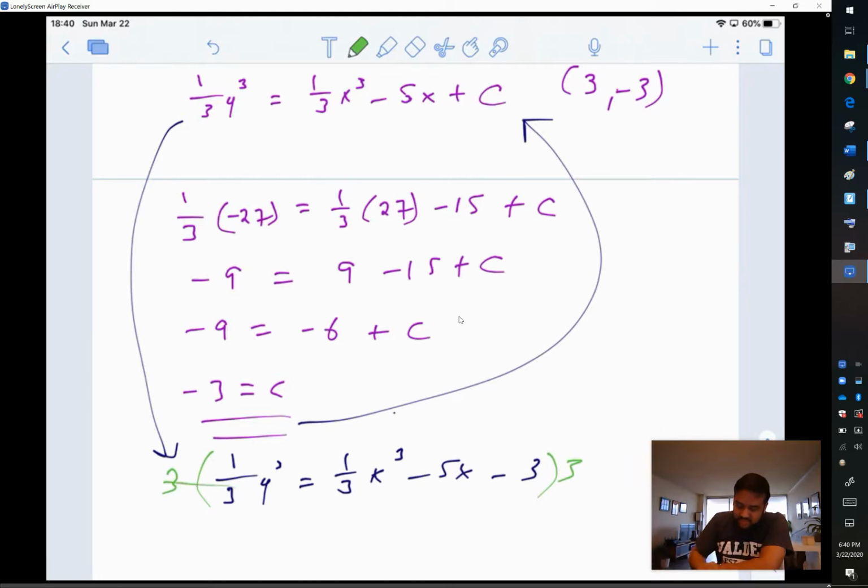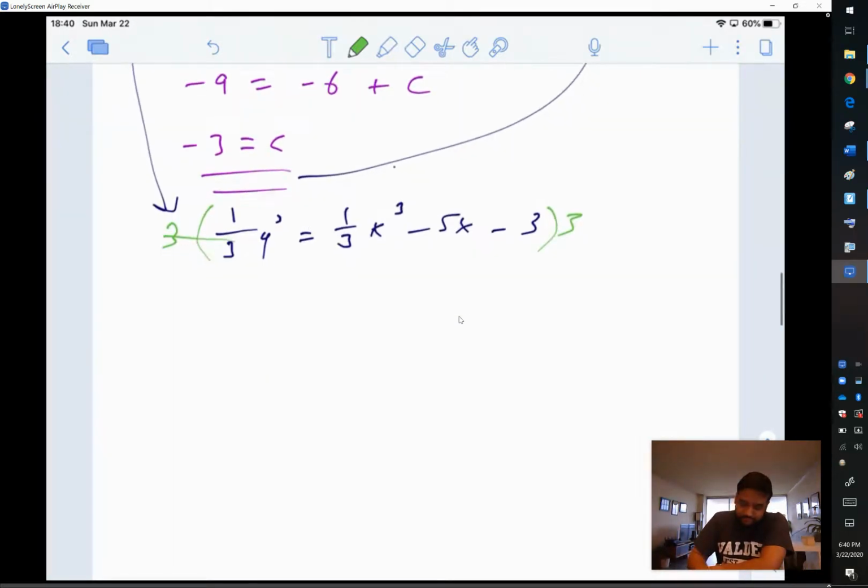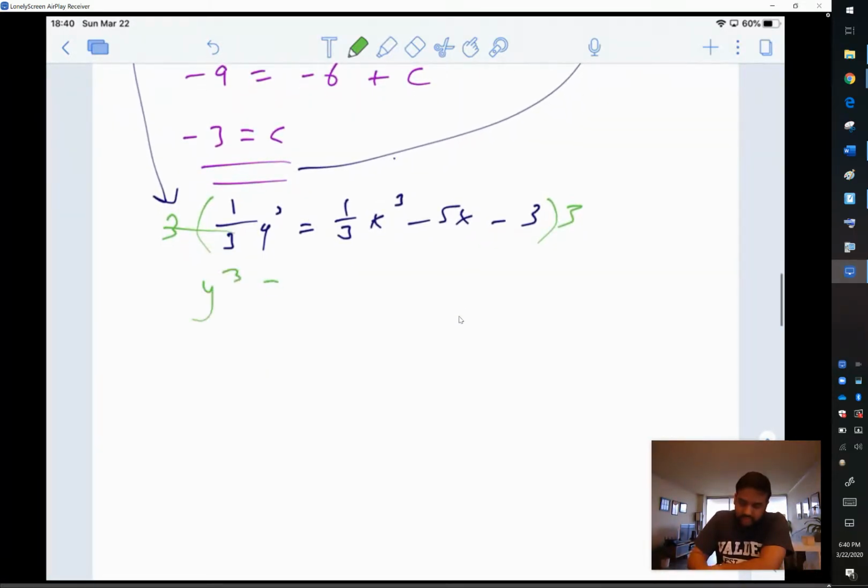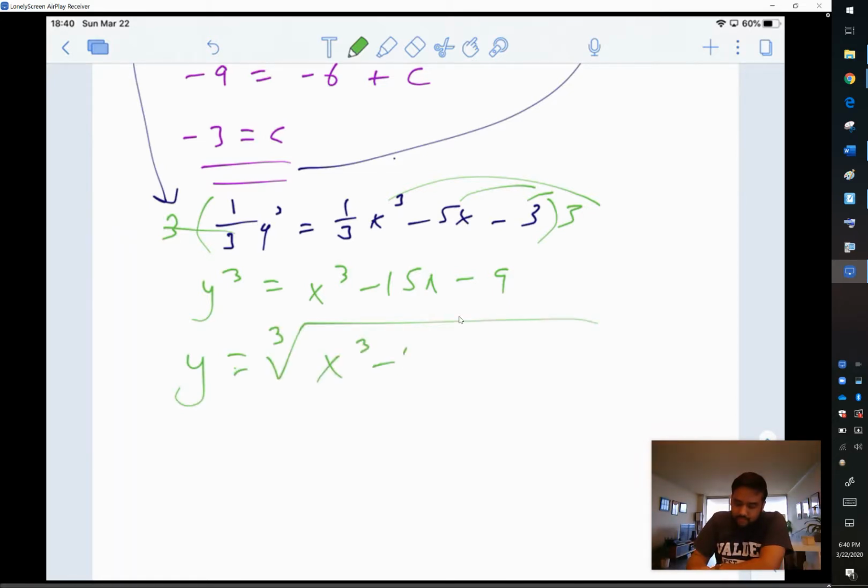That's always nice. So that will give me y cubed equals, multiply each one of these by 3. X cubed minus 15x minus 9. Take the cube root to get y by itself. And y is equal to the cube root of what we see there. And that's our very first particular solution to a differential equation, a separable first order differential equation.